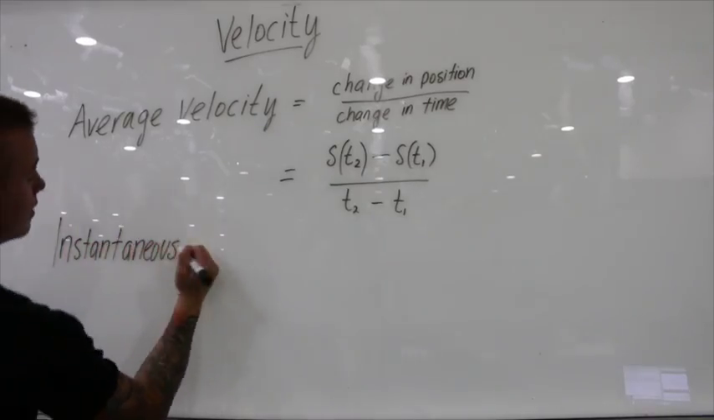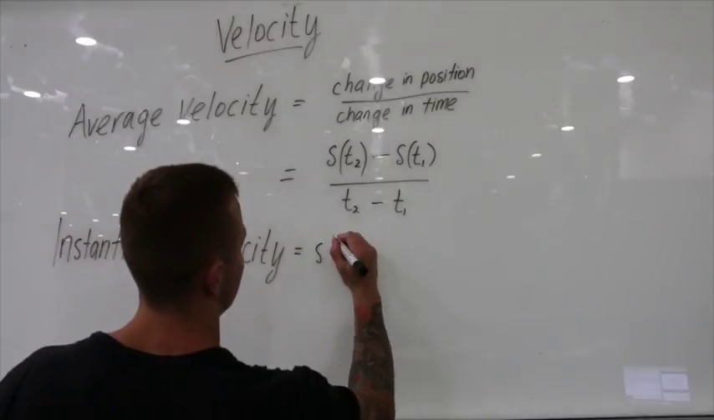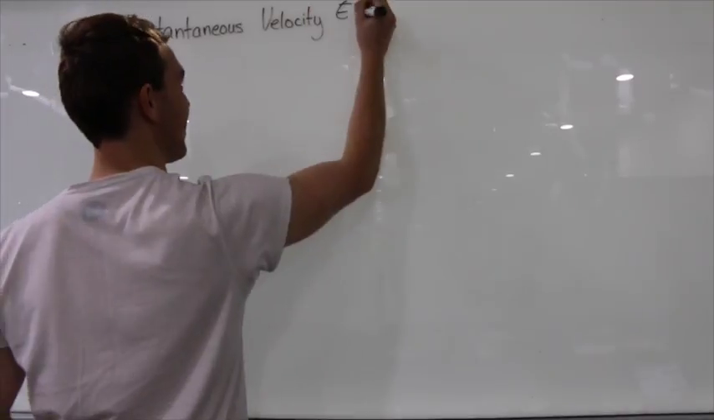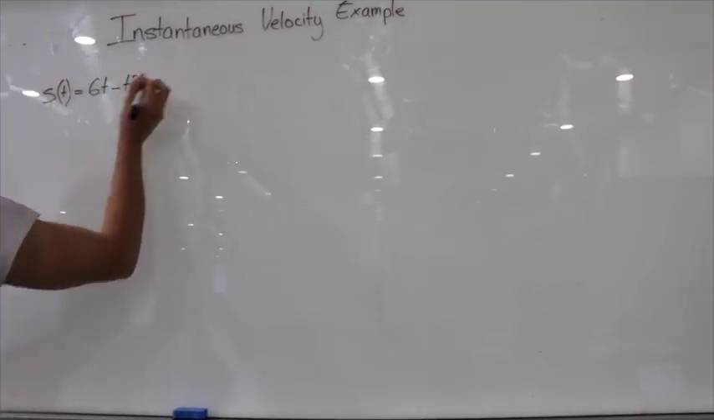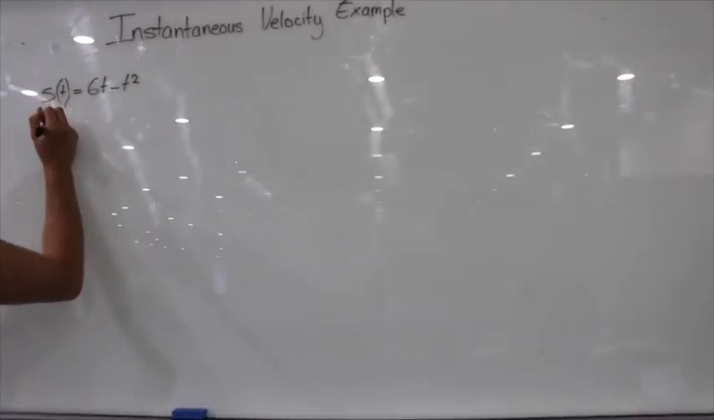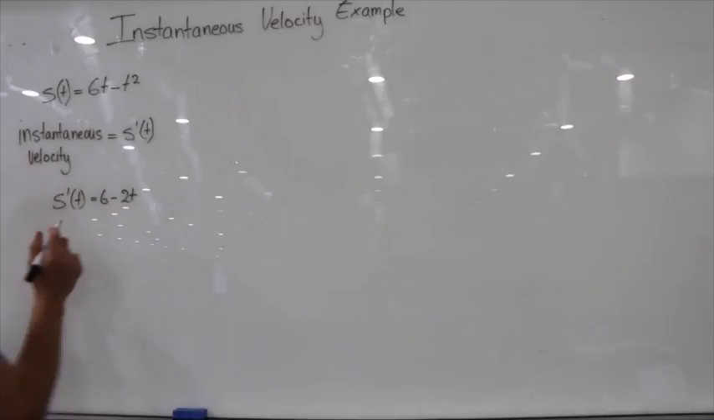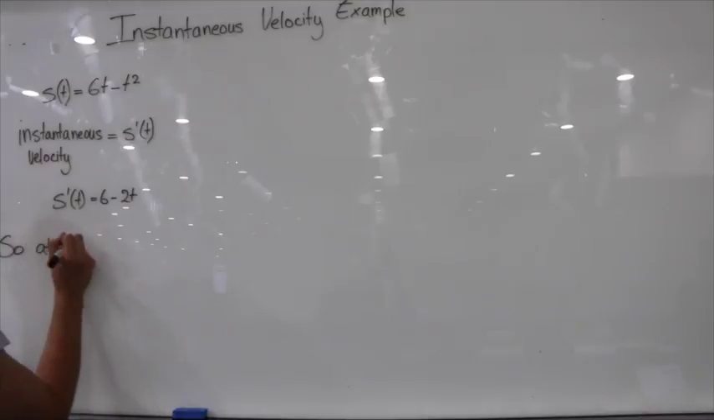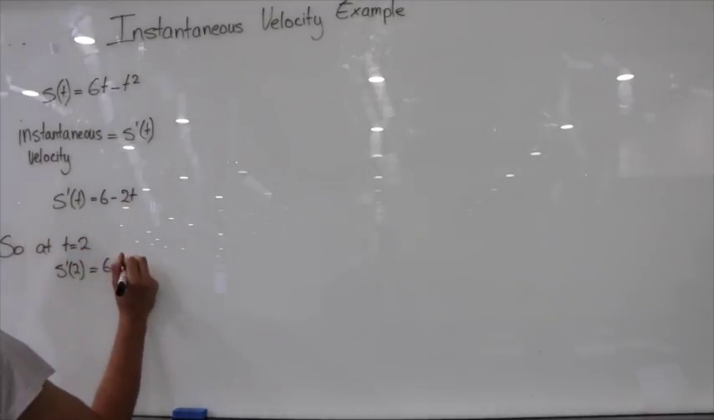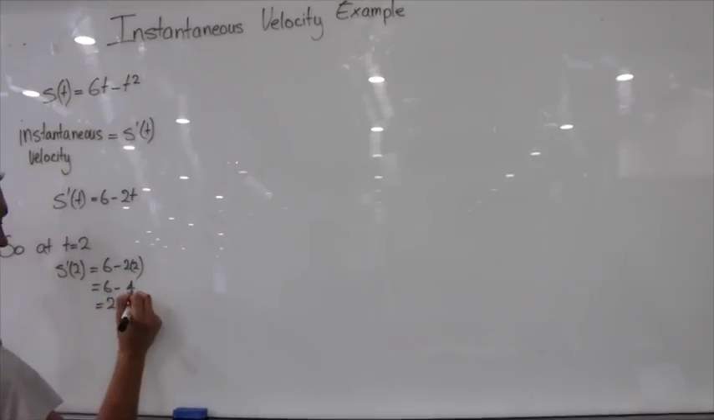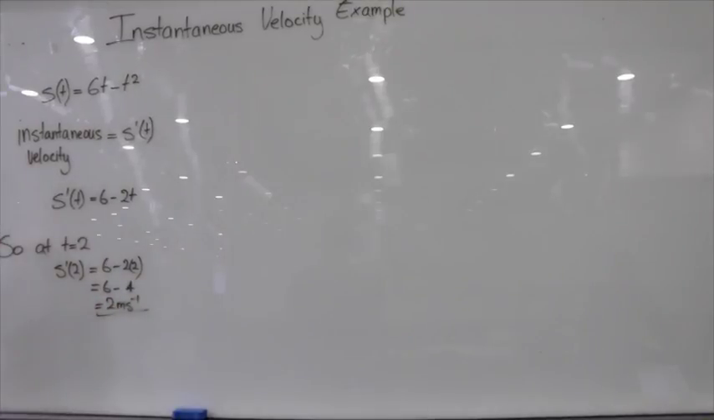Instantaneous velocity is the velocity of an object at a single point in time, and is given by the derivative of displacement. Here we show an example, given the function s of t equals 6t minus t squared. To find instantaneous velocity at a certain time, you must differentiate the displacement function, which gives v of t equals 6 minus 2t. Then substitute a value of t into the velocity function. For example, to find the instantaneous velocity at 2 seconds, we substitute t equals 2, which gives us an instantaneous velocity of 2 meters a second.